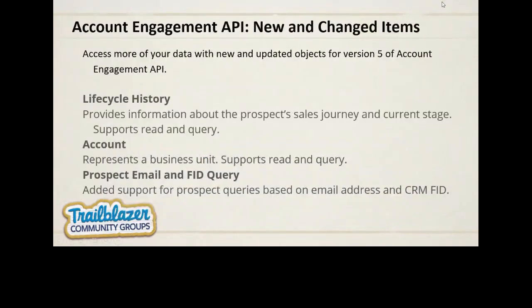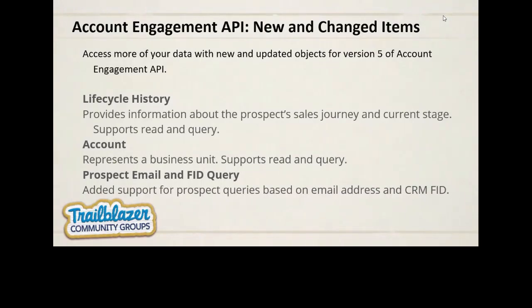The last thing is Account Engagement APIs. We are having good changes now. Lifecycle history is now available, so you can check the prospect's sales journey and current stage with the API. This object is now available in the Pardot API. Second is the account object, which is available now. We are going to have business unit support, so you have the flexibility to fetch the business unit for accounts as well. That's going to be limited to read and query.